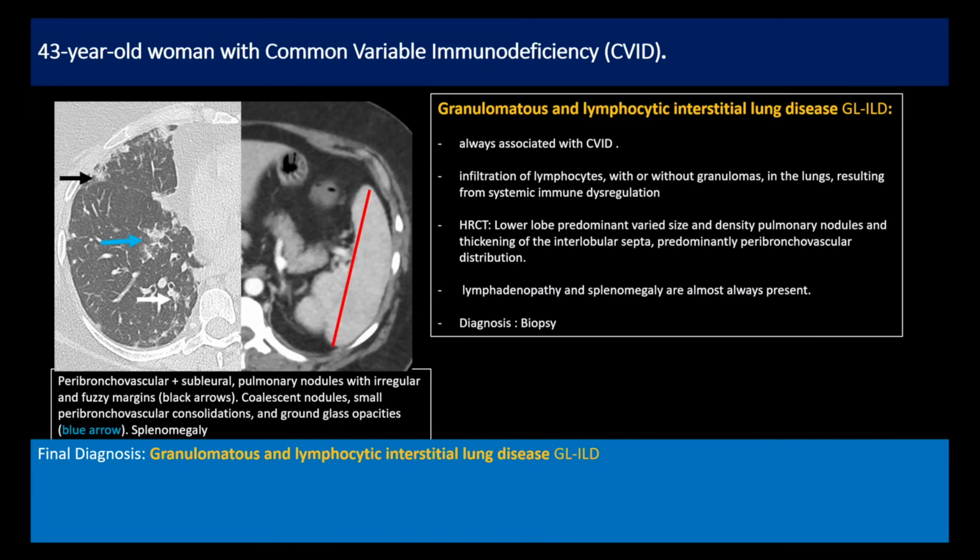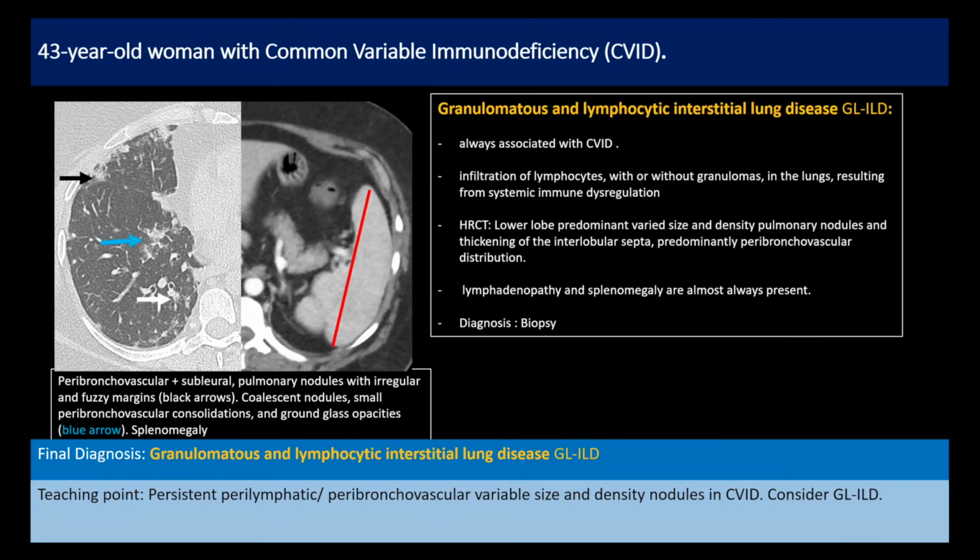In fact, when you see this with splenomegaly, and if the patient does not carry the diagnosis yet of CVID, you can definitely suggest it. The diagnosis can be confirmed on biopsy, but it may not always be necessary if the patient has known CVID, since it really does not change the management of the disease, and it is rarely progressive.